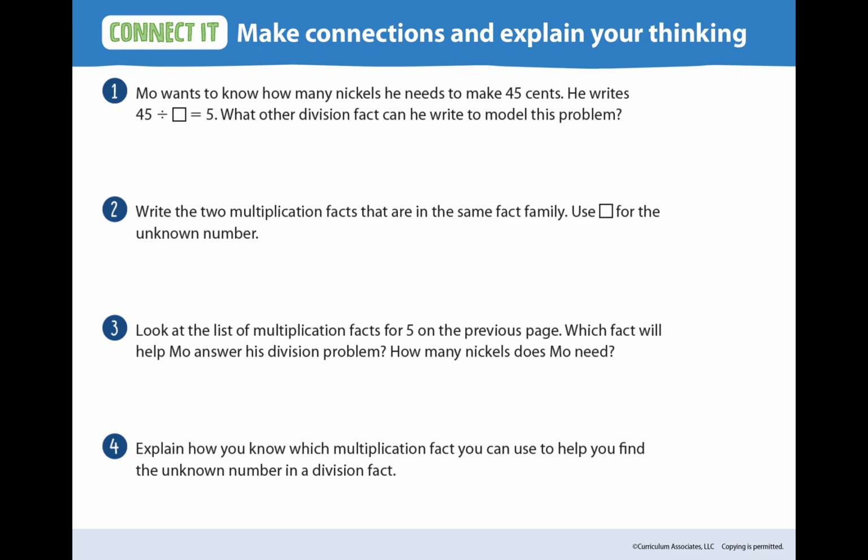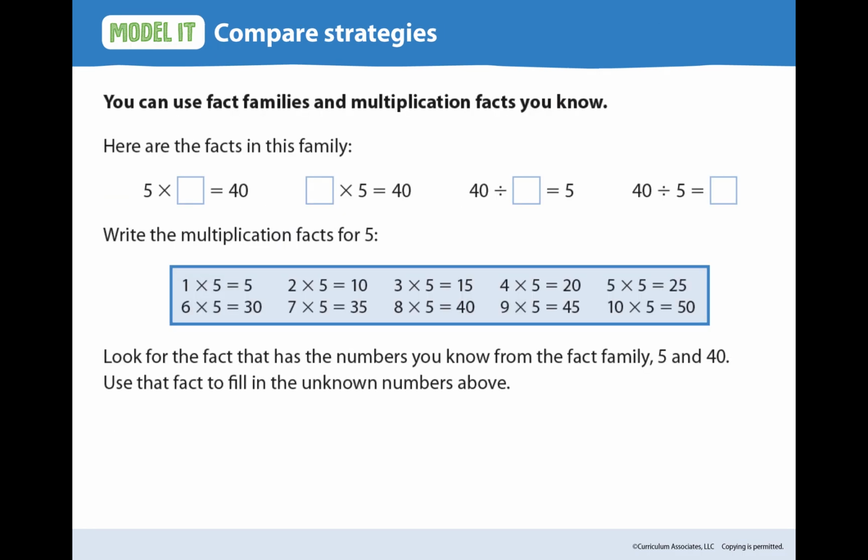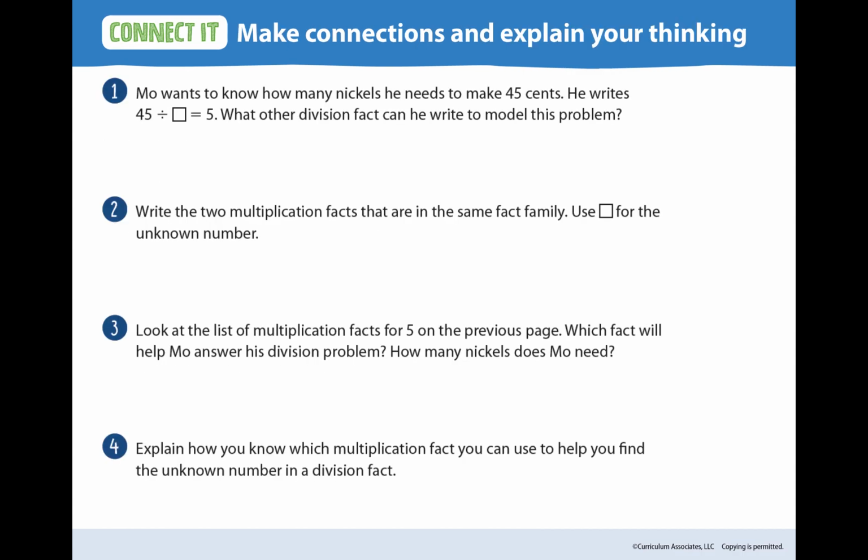So question number 1, Mo wants to know how many nickels he needs to make 45 cents. He writes 45 divided by blank equals 5. What other division fact can he write to model this problem? Now let me give you a little hint for this one. If you go back here, you'll be able to find it. What times 5 equals 45? Okay, so hit pause, start working on that.